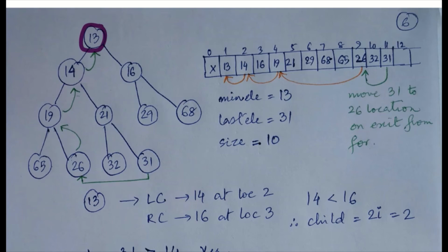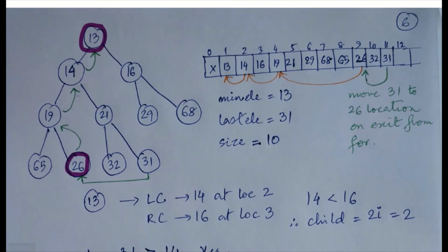So what do you do now? You have to come and delete 13. I can delete 13 and move the least of the two upwards. Let's say I move 14 here. I've shown it with green arrows. Then out of 19 and 21, I'll move 19 upwards. It's the least of the two. Then out of 65 and 26, I move 26 here. But then I will create a hole here.